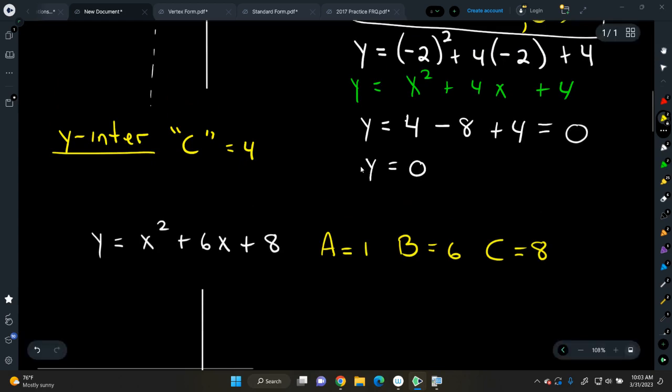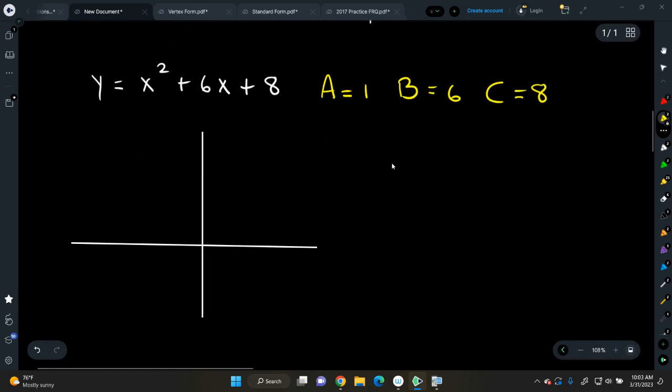I know the y-intercept. What's the y-intercept? 8, yes. The y-intercept, where it crosses the y-axis, is 8. So let me see. 1, 2, 3, 4, 5, 6, 7, 8. All right, I'm going to put a point right there. Okay?